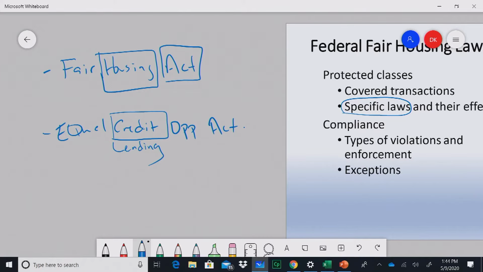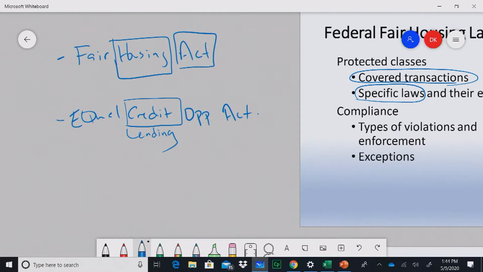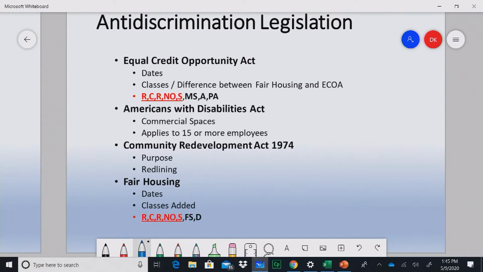So the first thing I want you to know is what are the covered transactions? And these 2 laws are dealing with housing and lending. That's the first thing that I want you to understand. Now, we're going to be looking at the specific protected classes in just a little bit. But before we get there, let me explain 2 other ones by looking at this slide. These are the 4 anti-discrimination laws that we deal with. And the 2 that I want to separate first is the Americans with Disabilities Act and the Community Redevelopment or Reinvestment Act. The dates for these two specific laws are not important.